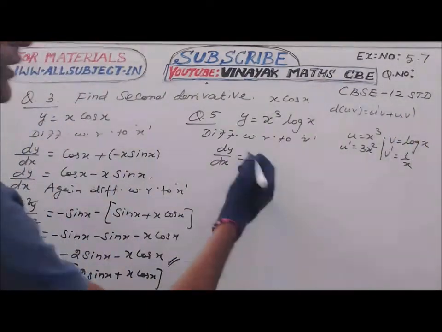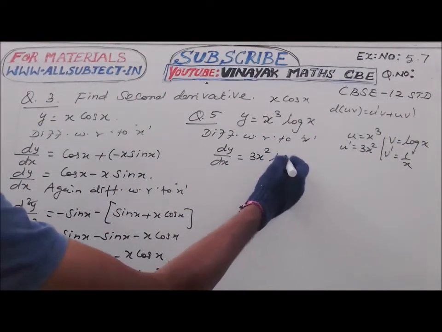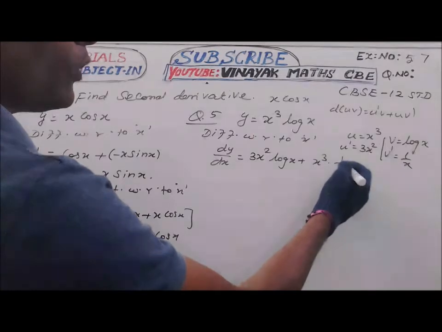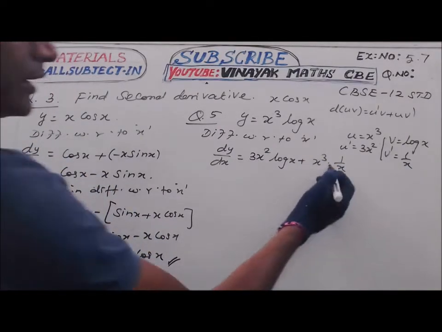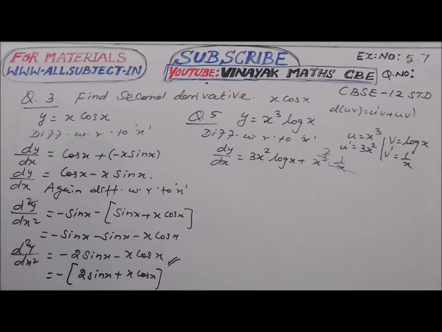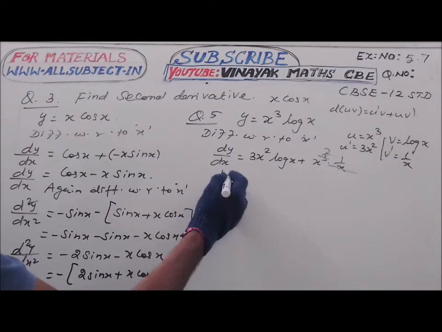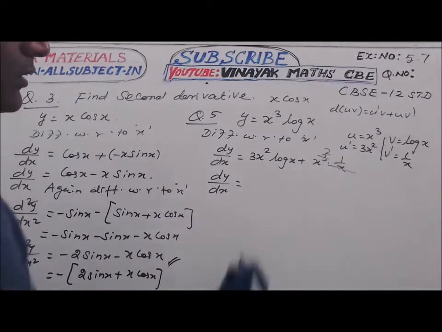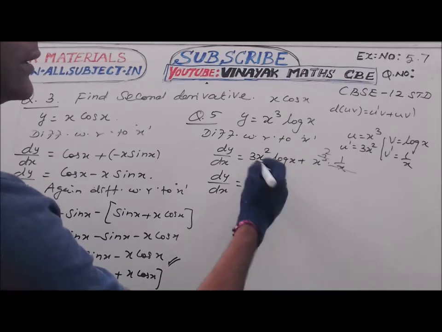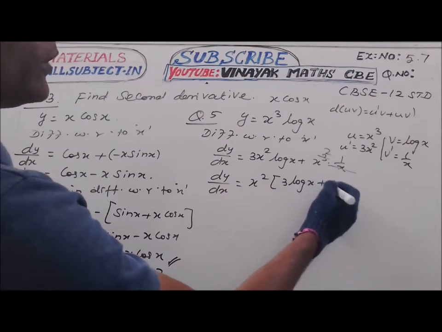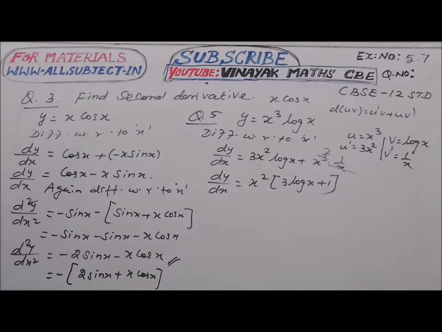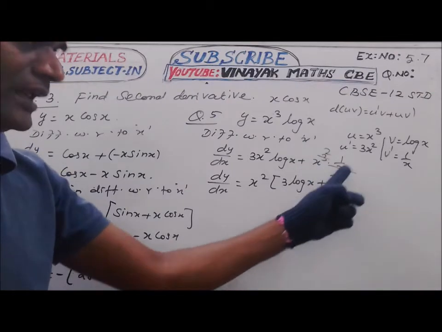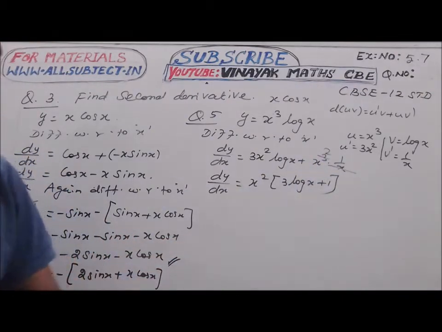Now u dash into v, 3x square into log x, plus u into v dash, which means x cube into 1 by x. Simplify this, cancelling x cube and x, we will get x square. So dy by dx is equal to, we can take out x square as common. So x square into 3 log x plus 1. Removing x square as common, remaining is 3 log x in the first term, and in the second term we have only x square, that is removed, remaining is 1.